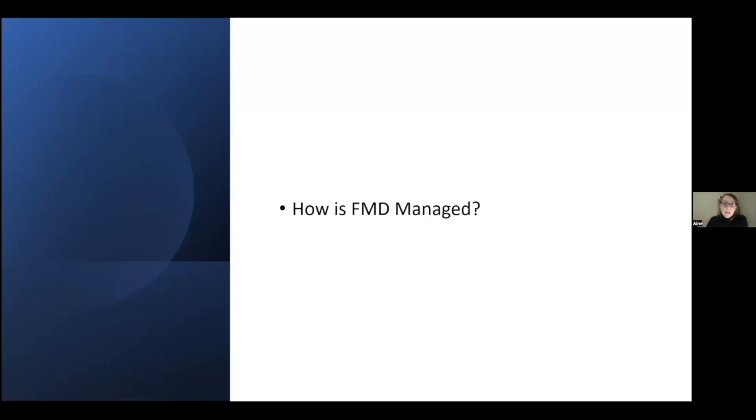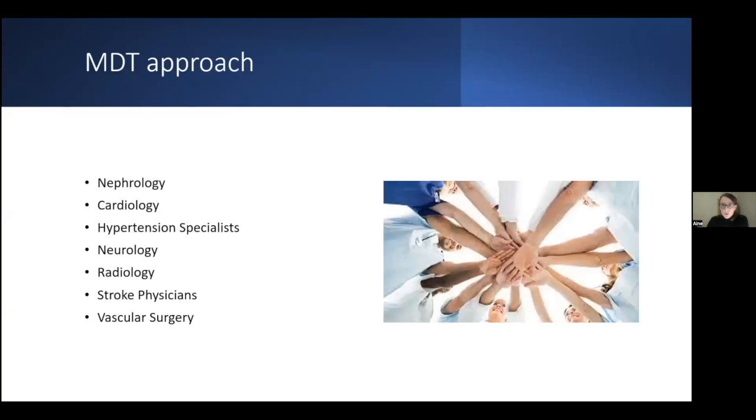So finally, how is FMD managed? So the important thing to say is that FMD is not managed by one particular specialty. It is a multidisciplinary approach. So there are various different specialties involved in the care and the management of patients with FMD. So myself and Tina are nephrologists, but we also work along with our cardiology specialists, or hypertension specialists, neurology specialists, radiology, who are invaluable in terms of diagnosing this condition, stroke physicians, and vascular surgery.